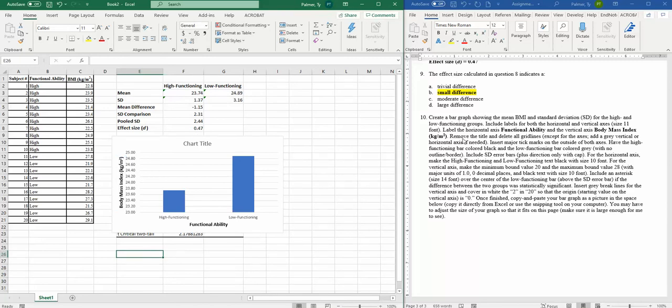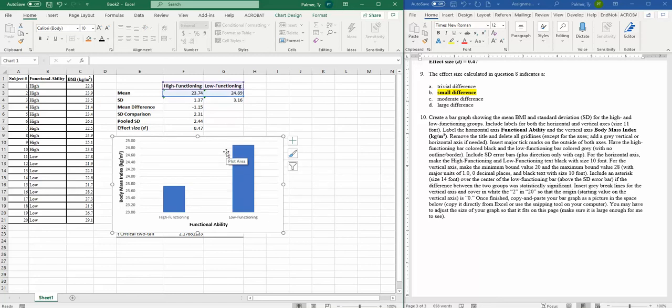Okay, moving on. Remove the title and delete all grid lines. So I'm going to remove the title. Just click on the title here and then click delete on your keyboard. That deletes it. Delete the grid lines. Looks like all we have are horizontal grid lines here for this bar graph. Click on them, highlight them, and then hit delete on your keyboard. That should delete them. And then, yeah, except for the axes.